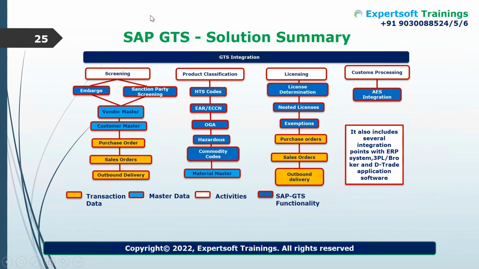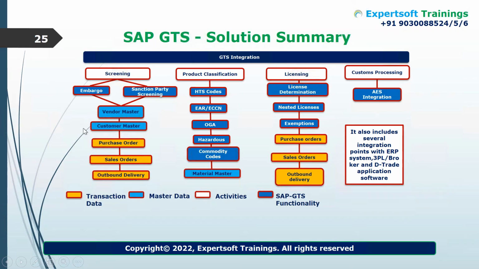So as a whole picture of the SAP GTS solution summary, this is how the GTS integration happens. When we come to the screening of embargo and sanctioned party list screening, we have the vendor master and customer master, which will be our main base master data that we will be screening against. And then we can also screen our banks. We can also screen employees who are on a contractual basis. We can integrate all these master data as well. But usually when we come to the export import process, these are the main business partners that we have to consider. In the payment for sanctioned party list and embargo, we can screen banks as well.